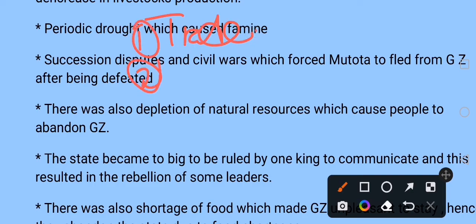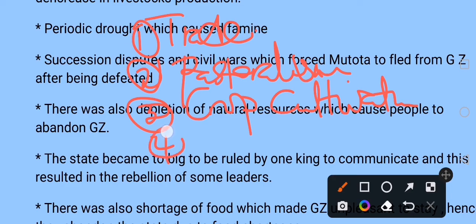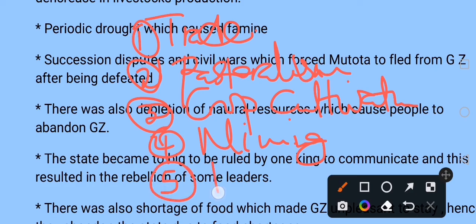Number 2, we have pastoralism. Number 3, we have crop cultivation. Number 4, we have mining. Number 5 is hunting. Then if we want a sixth, what can we put there? We can put fishing later.